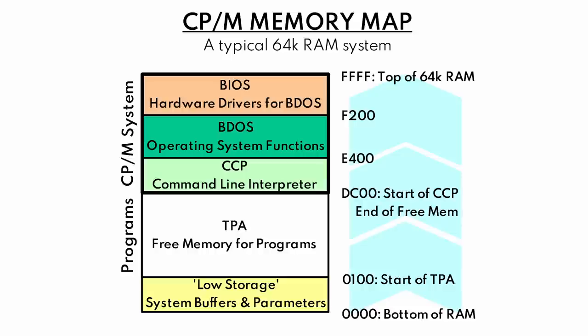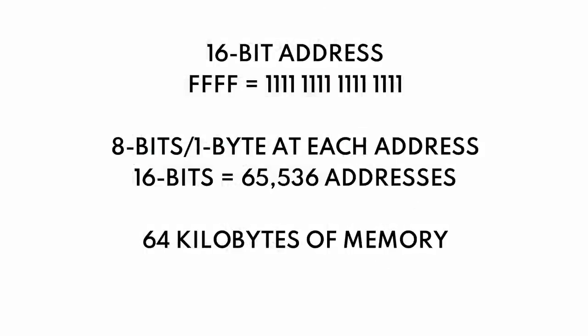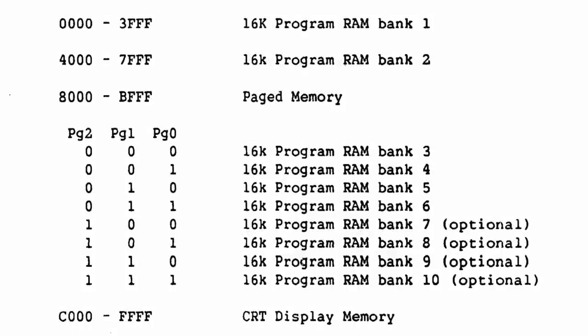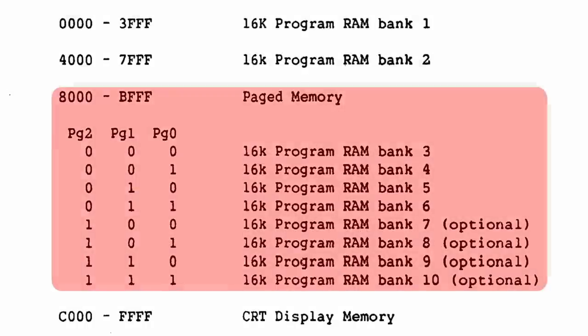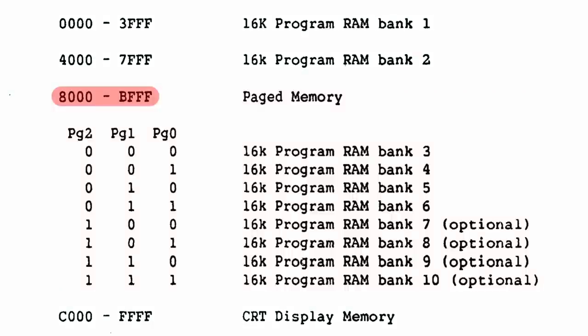So we start at address FFFF and work our way down. But even a 16-bit address is not enough to get to 96K of RAM. The 16-bit address only gets us to 64K of RAM. So we actually have extra paged RAM tables that we use a specific setting to flip through the pages of. And that paged memory is between address 8000 and BFFF.